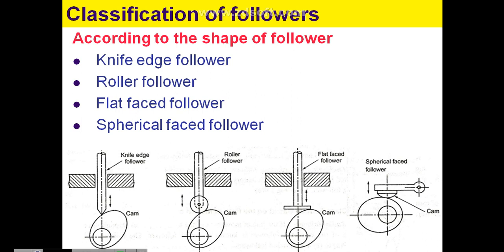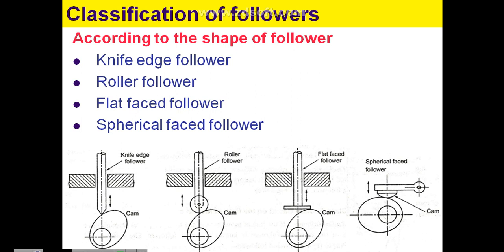knife edge follower. The second one has a roller type of end, a ball type of end having contact with the cam. So that's why it is named roller follower. The third one is flat or mushroom type. Flat faced means there is a disc like structure having contact with the cam. When the cam rotates, the disc moves up and down. The other names for flat faced are disc type, mushroom type, or flat faced follower.